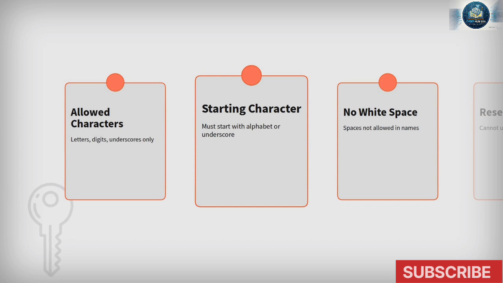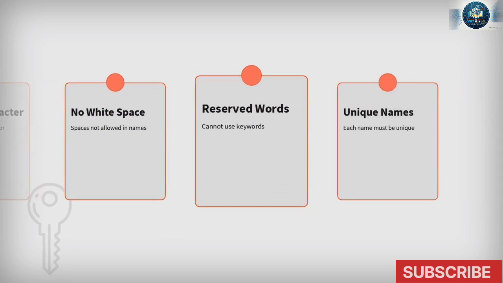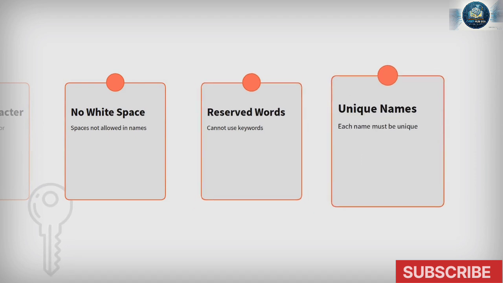Variable names must begin with an alphabet character or an underscore, never a digit. Variable names cannot contain any white space. Variable names must not be any reserved word or keyword in C. Each variable name must be unique within the program to avoid conflicts.